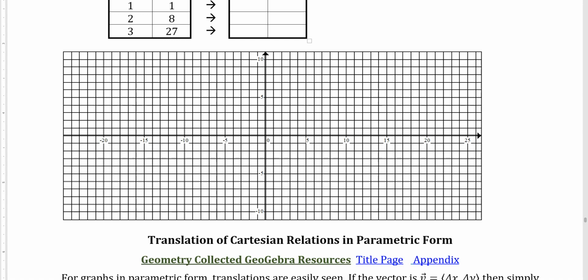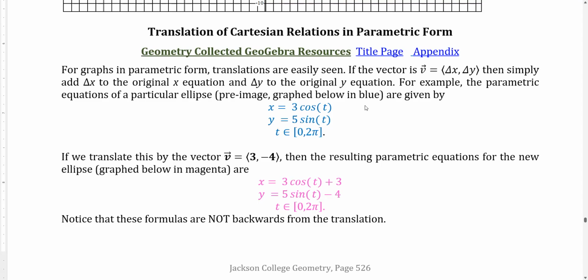Okay, let's keep going just a little bit. Another way that we can give functions is in parametric form. So let me just talk about this first. Here's a parametric form of an equation: x equals 3 cosine of t, y equals 5 sine of t, and t goes from 0 to 2 pi.